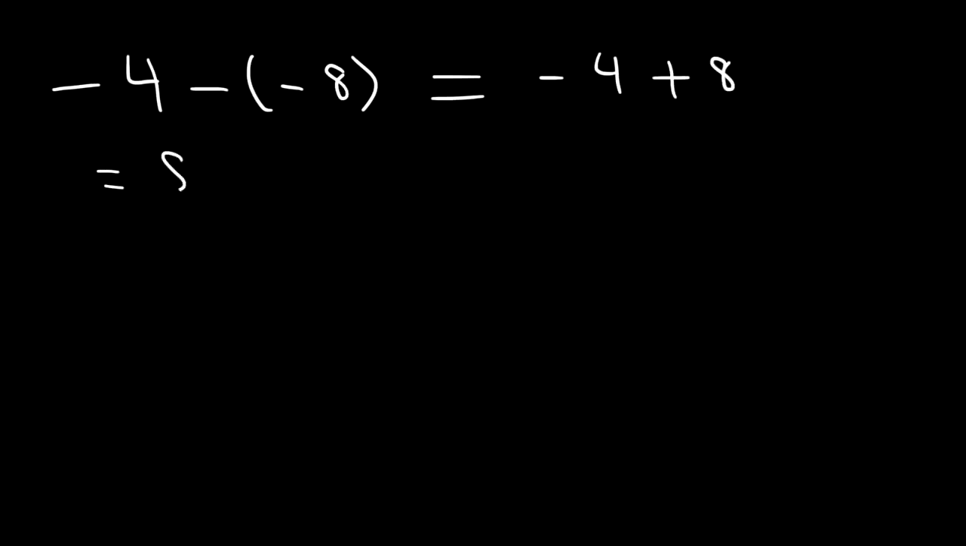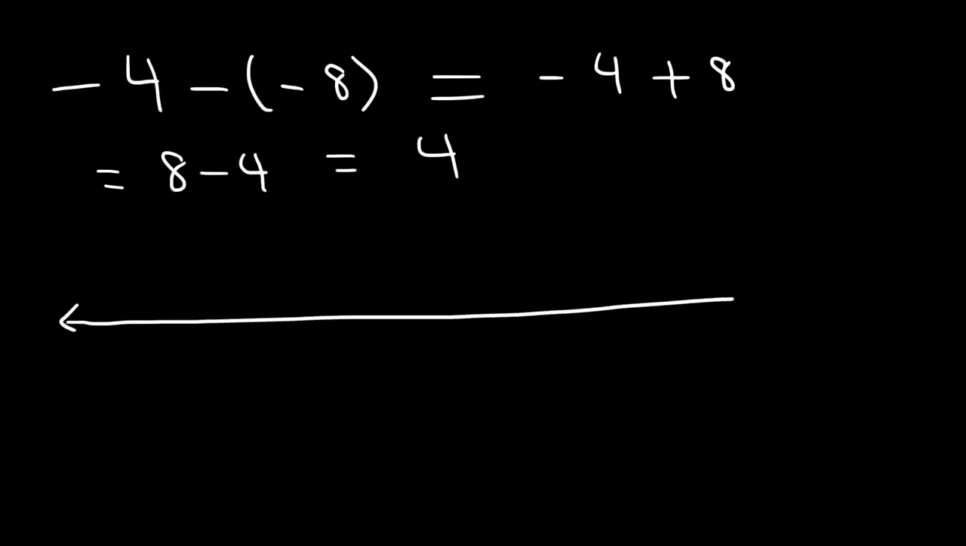Now, what would you do if you see a problem with 3 negative signs? Go ahead and try that. The first thing I would do is convert these two negative signs, which are right next to each other, into a positive sign. So negative 4 minus negative 8 is equal to negative 4 plus 8, which is the same as 8 minus 4, which turns out to be 4.